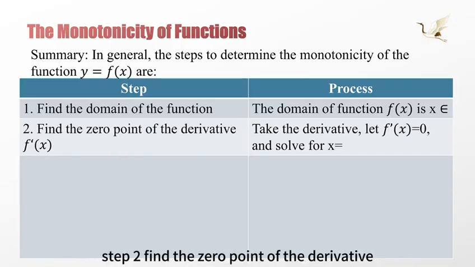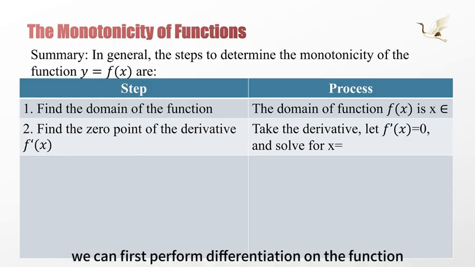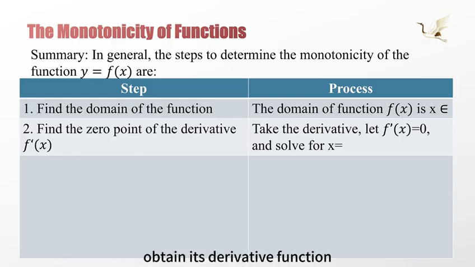Step 2. Find the zero points of the derivative. We can first differentiate the function, obtain its derivative function, and set the derivative equal to 0. The values of x obtained are the zero points of the derivative.